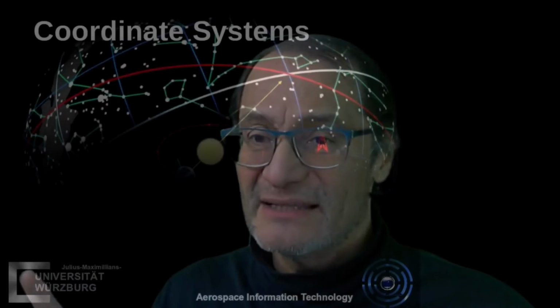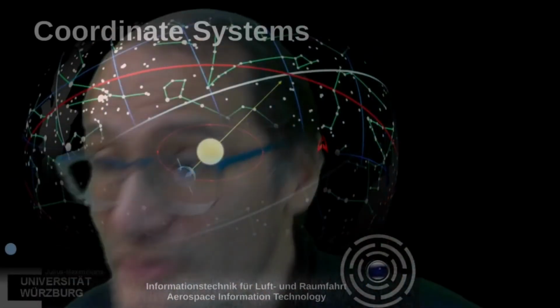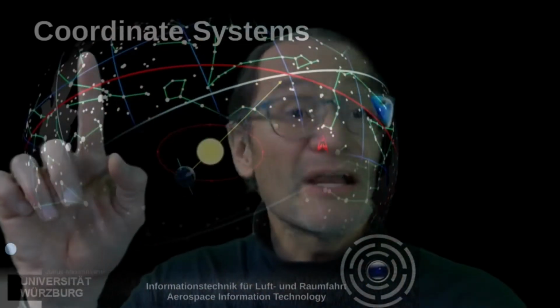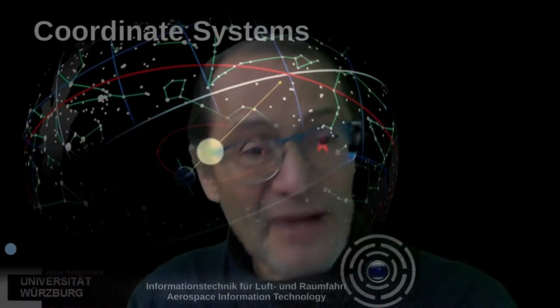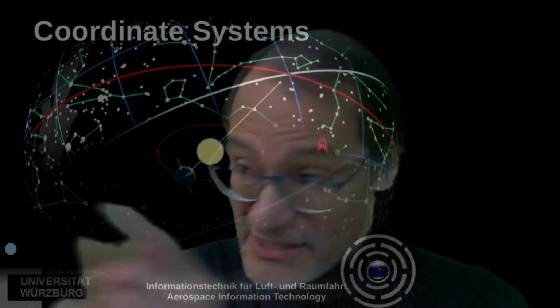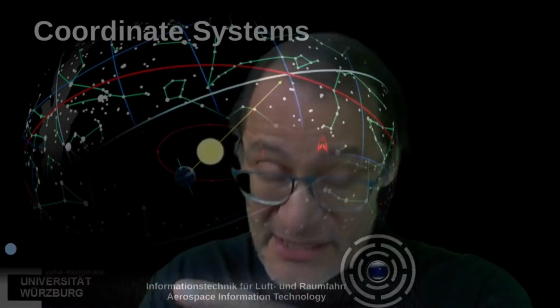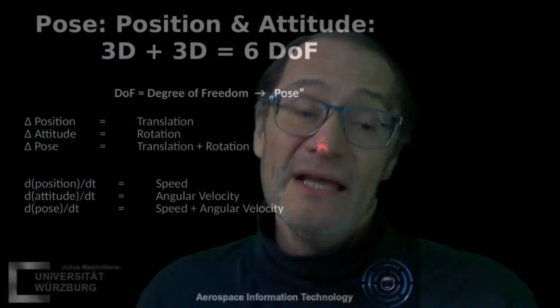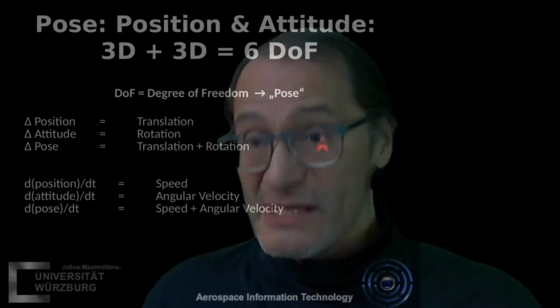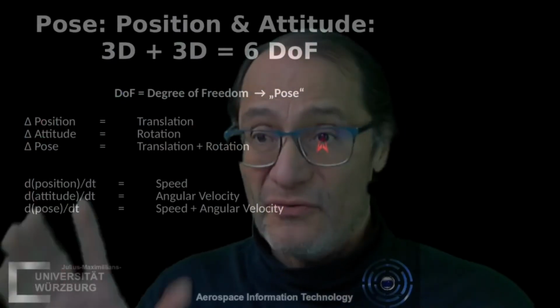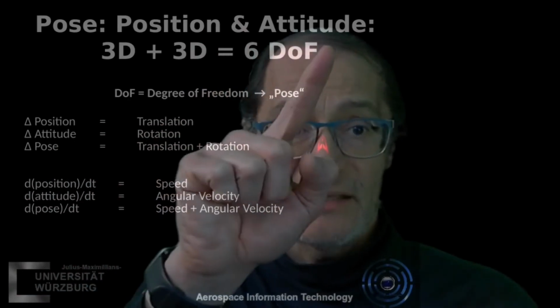But first, you will know everything is relative to something else, therefore we have to define coordinate systems. When we are talking about movements, rotations, positions, and attitude, we have to have a reference and say my position is relative to this or my attitude is relative to this. Okay, we are dealing with pose. This is decomposed of position and attitude.